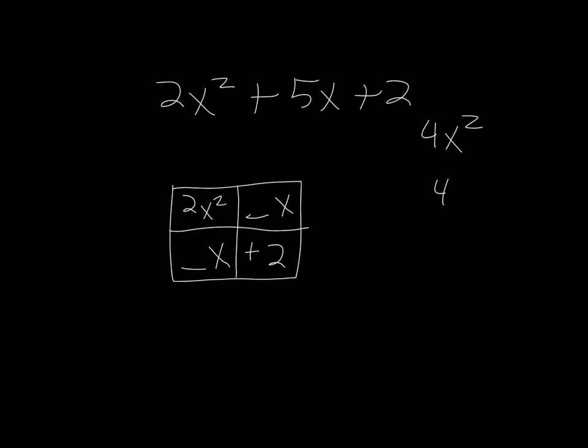So let's consider factors of 4. We know 2 times 2 equals 4. If I add those, I get 4. Well, that's not the 5 that I need. There's only one other pair of factors of 4, and that is 1 and 4. And if I add those together, I do get 5. And so this is the winning combination right here. So what I'm going to do is put those in for those x coefficients.